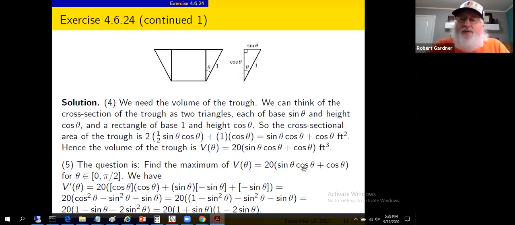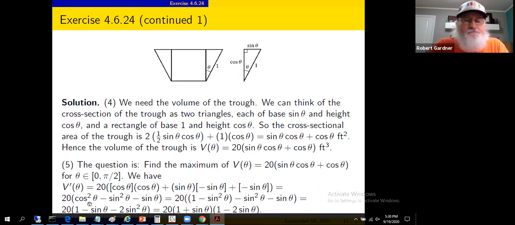Okay, we have a product of functions here. So when we differentiate, we'll have to take the 20 out front. We'll have the derivative of the first, the derivative of sine is cosine, times the second, which is cosine, plus the first, sine, times the derivative of the second, the derivative of cosine is negative sine. We'll differentiate cosine over here and also get a negative sign. Let's see, that's a cosine squared minus sine squared minus sine, with the 20 out front.